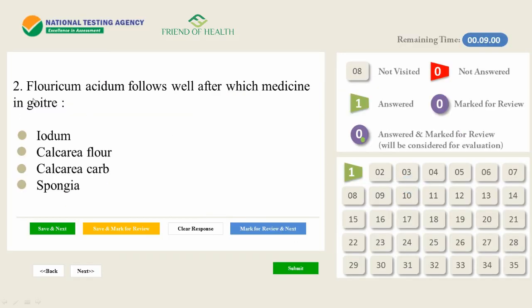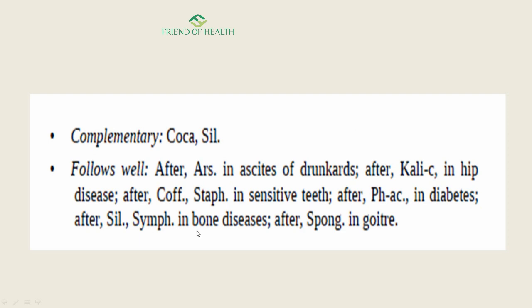The next question was, Fluoricum acidum follows well after which medicine in goitre? So the relationship of Fluoricum acidum is very, very important. You can see the answer is spongia. And if you see the relationship part of Fluoricum acidum, every line is important. So complementary medicines are coca and silica or Silicea, and follows well. This is very, very important. Fluoric acid follows well after Rhus in ascites of drunkards.